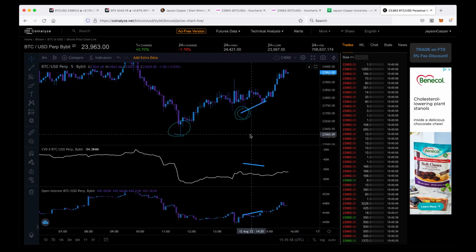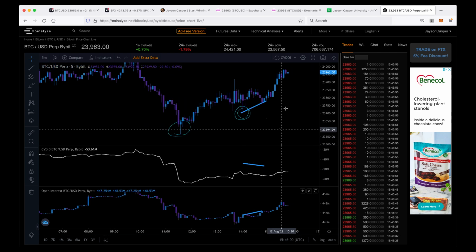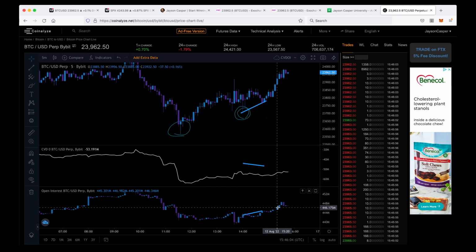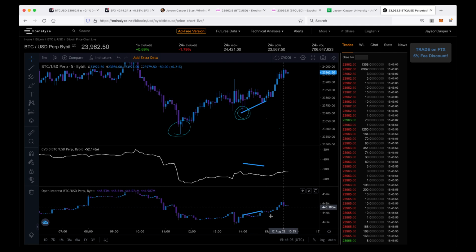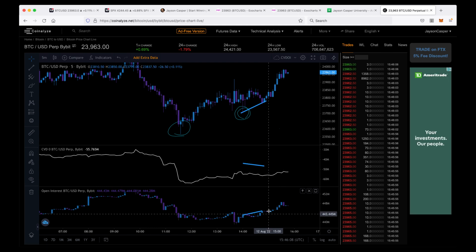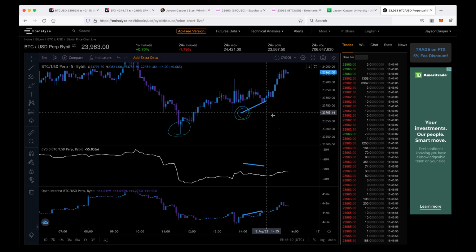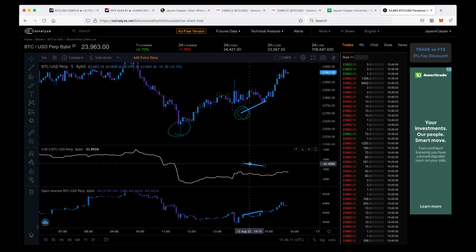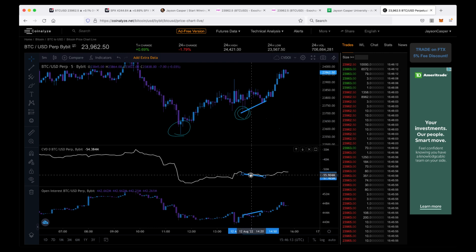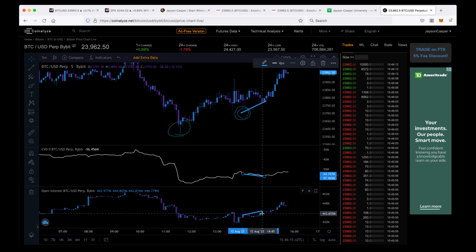The opposite is true when we see a move like this, the move to the upside right here. It has been fueled by new longs opening, by new trades opening. We can see new trades are opening right here. And so what we want to see is new trades opening, and we want to see the CVD doing the opposite of what the price is doing. If price is getting higher, we want to see CVD getting lower.